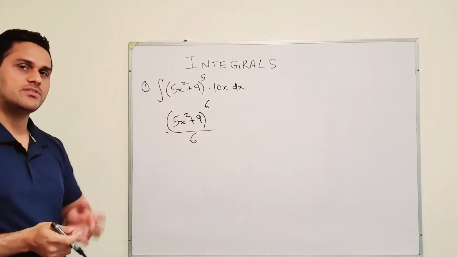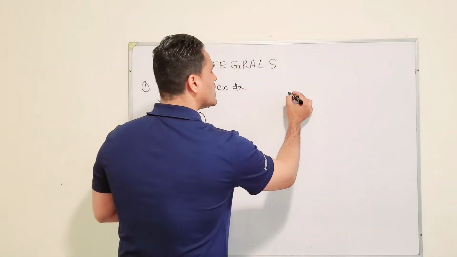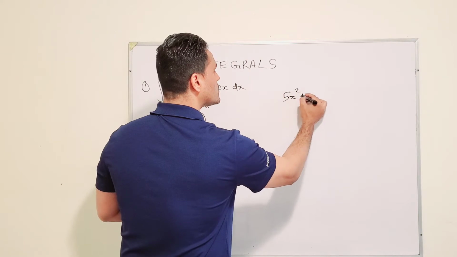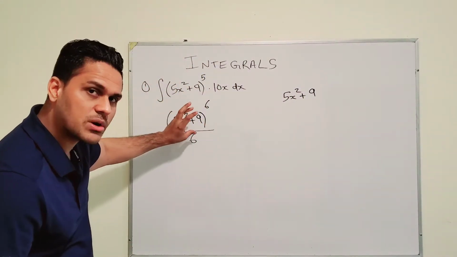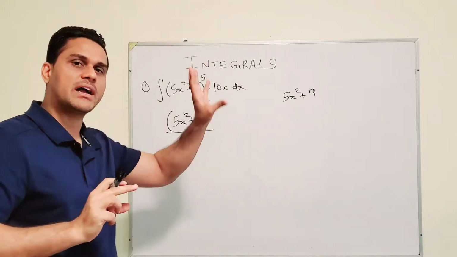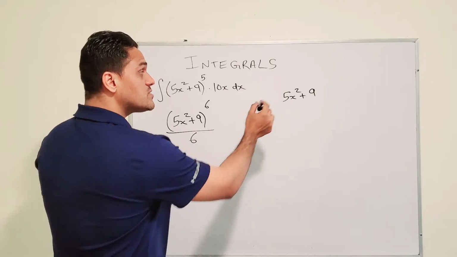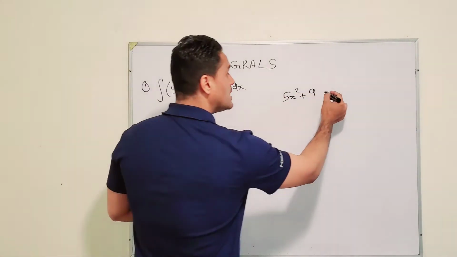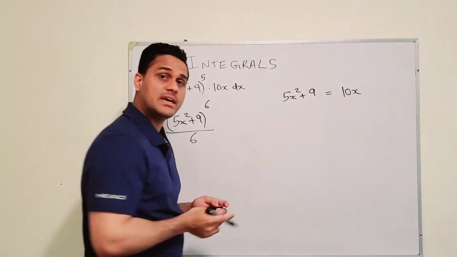But there's one thing you need to realize, folks. What's my term on the inside? On the inside, I have 5x² + 9. So we know our final answer is going to have 5x² + 9. I want you to think backwards. Imagine if you were trying to take a derivative of that. What's the derivative of 5x² + 9 going to be? Well, it's going to be 2 times 5, and it's going to be 10x.